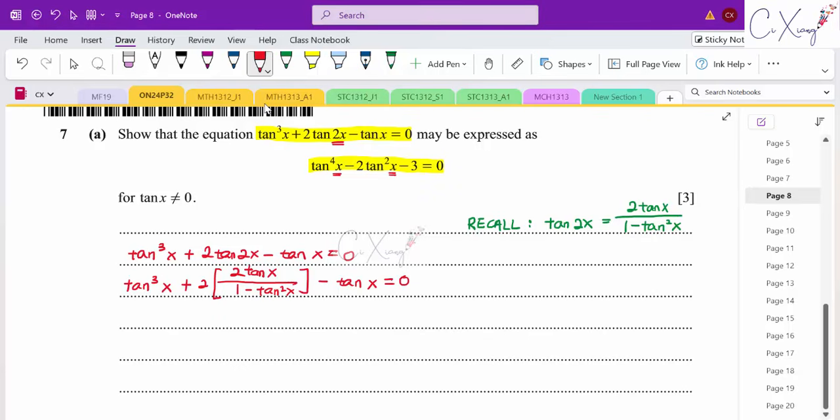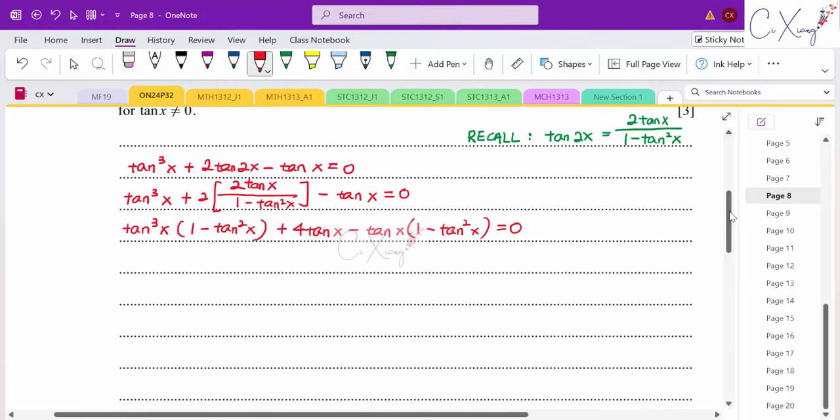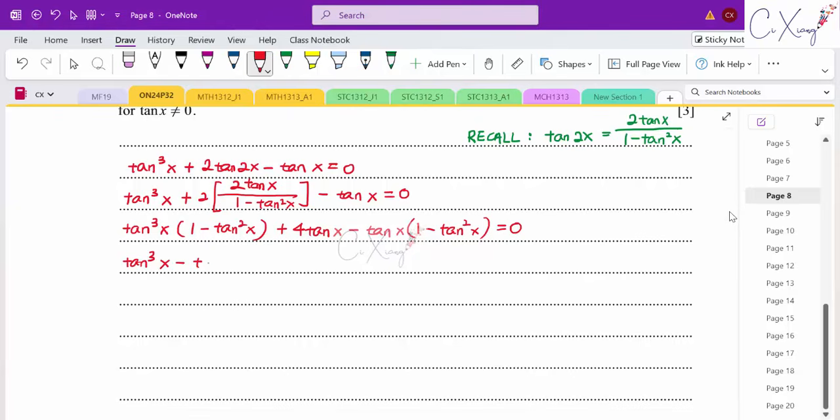Okay, so next, I want to get rid of the 1 minus tangent square x in the denominator here. So I multiply every single term with 1 minus tangent square x. Okay, so simplify the term. Maybe you can expand and then try to simplify every single term here in the equation.